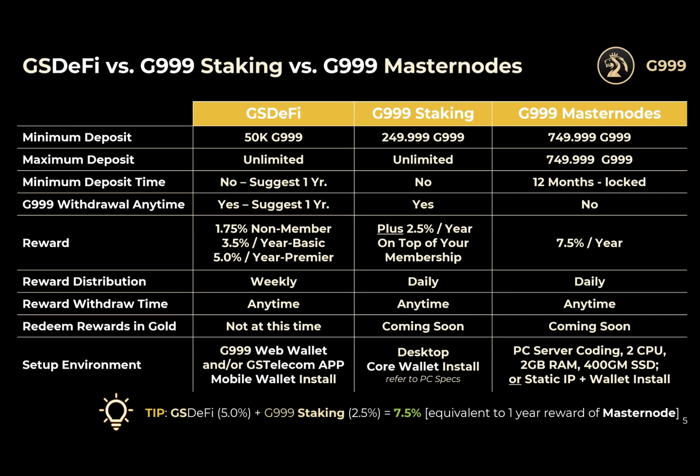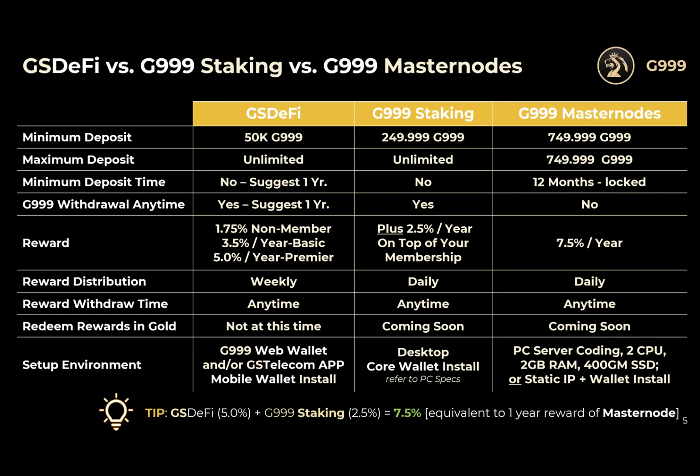Now, like me, you may be wondering, what's the difference between GSDeFi, G99 staking, and Masternodes? I keep hearing Steve talk about these things, but I don't know what he's talking about. So here's a quick table to help you understand the difference. There's a minimum, maximum, and differences across the three options. There's a minimum deposit, as we all know, of 50,000 G99s, the minimum requirement to start your staking, your savings. G99 staking is $249.99, and Masternodes is $749.99 of these G99s, and each one gives you incremental benefits.